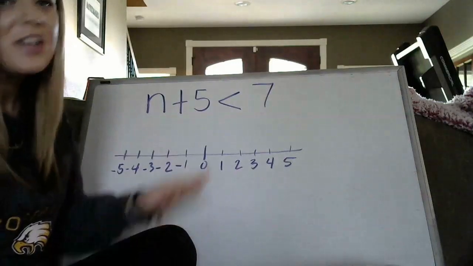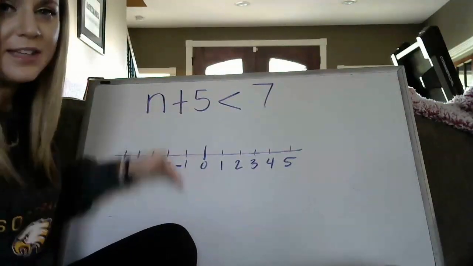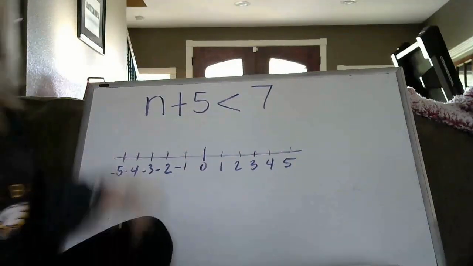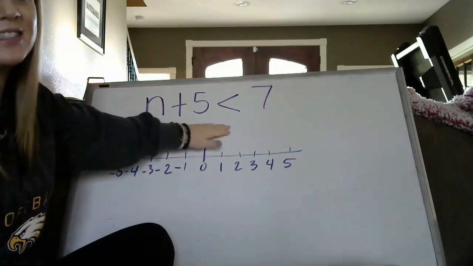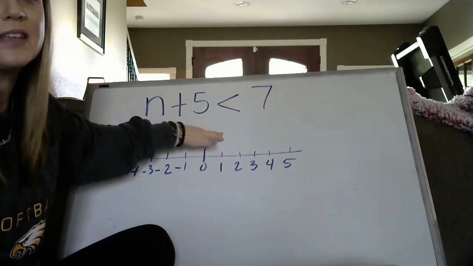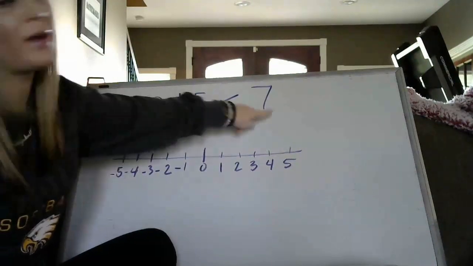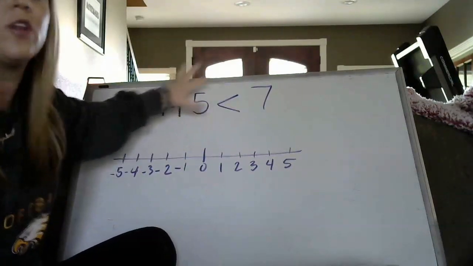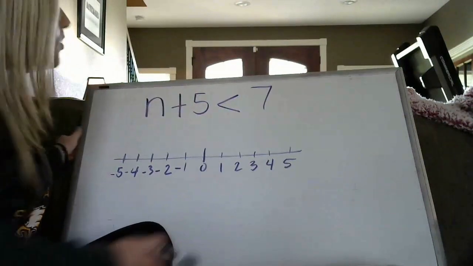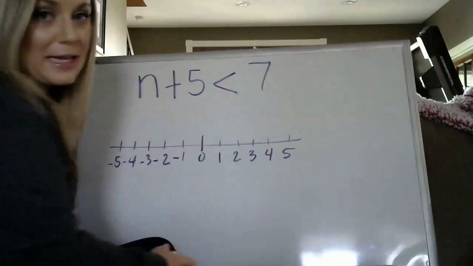All right, guys. So here we have this inequality, which says n plus 5 is less than 7. And I know that it means less than because you eat the bigger one. So 7 is bigger than all this, okay? Now, here we go. Let's get started.